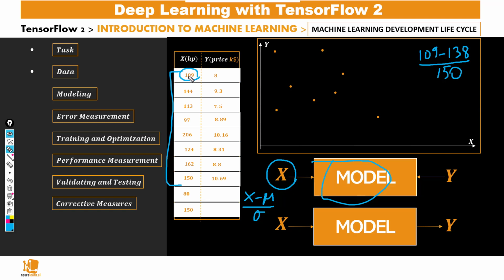So this means this point is going to be converted into negative 0.193. If we now take a value like 206, we're going to have 206 minus 138 divided by 150, which will now give us around 0.45. So if you notice, our input features have been rescaled before passing into the model.